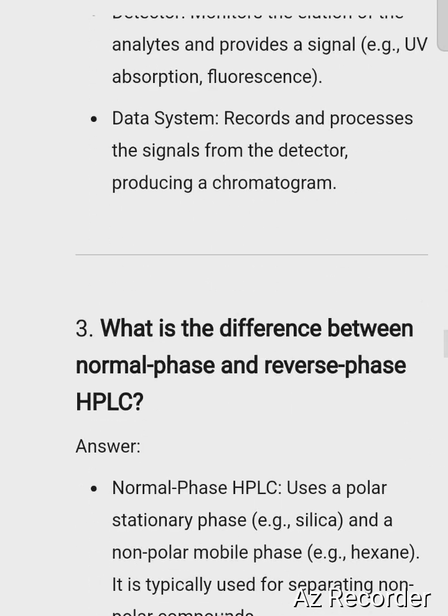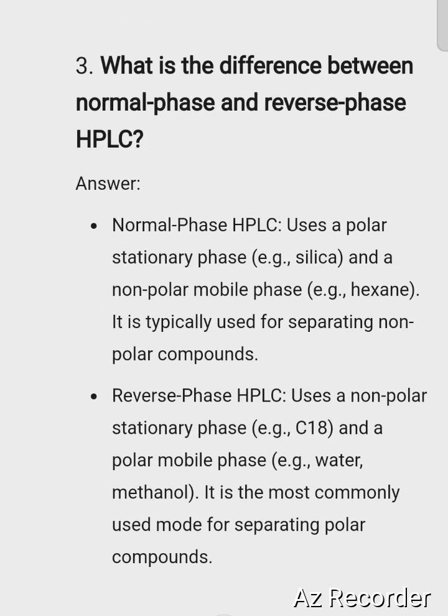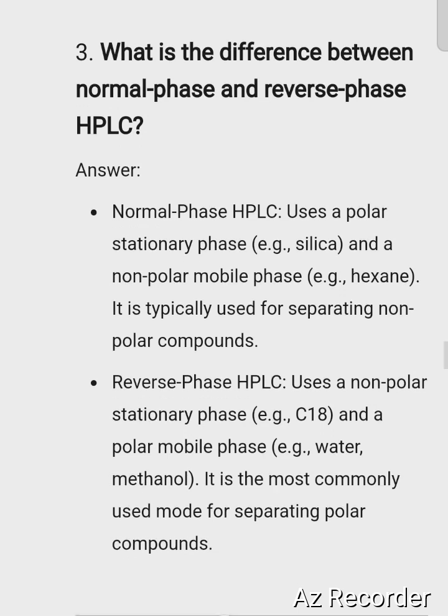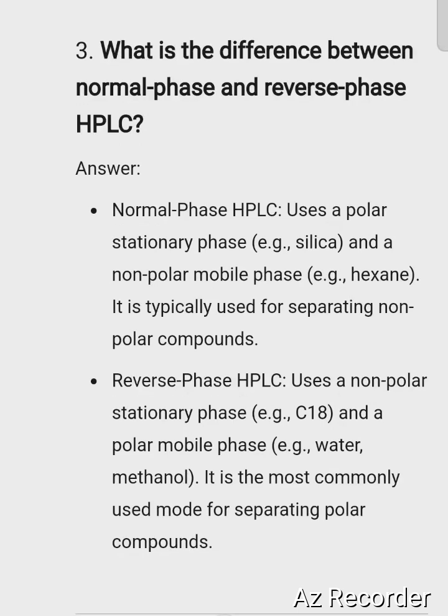Then the next question: what is the difference between normal phase and reverse phase HPLC? Answer: normal phase HPLC uses a polar stationary phase, for example silica, and a non-polar mobile phase, for example hexane. It is typically used for separating non-polar components. While reverse phase HPLC uses a non-polar stationary phase, that is C18, and a polar mobile phase, for example water, methanol, etc. It is the most commonly used mode for separating components.